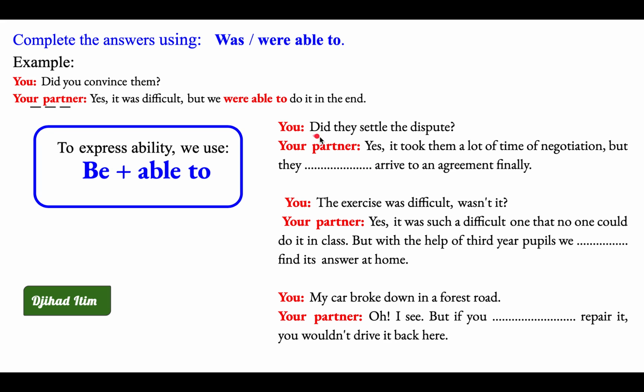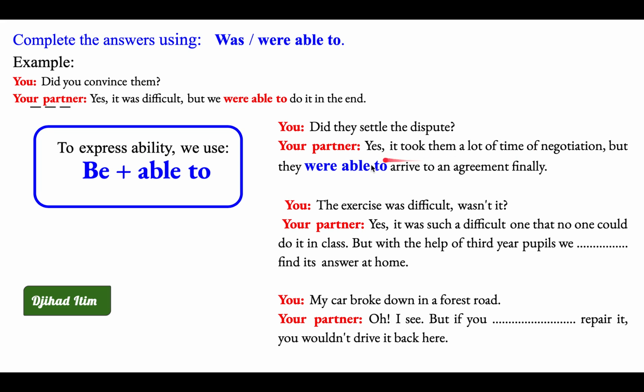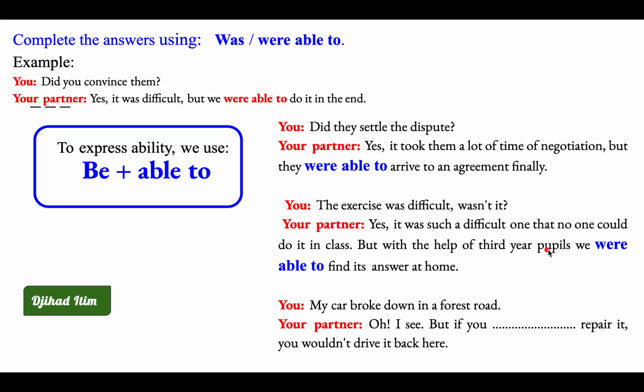Correction. Did you settle the dispute? Yes, it took them a lot of time of negotiation, but they were able to arrive at an agreement finally. They were able to. Okay? Two. The exercise was difficult, wasn't it? Yes, it was such a difficult one that no one could do it in class, but with the help of third-year pupils, we were able to find its answer at home. We were able to, okay?